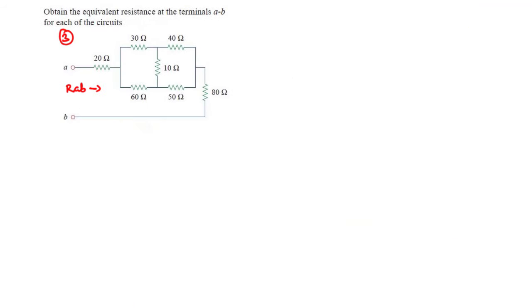Now let's try the last question. We are going to obtain the equivalent resistance at the terminals AB for this circuit. Now looking at this circuit, you realize that there is a delta network here. Now we can transform this delta network into a star network. So if we do that, then at least two of the resistors will either be in series or in parallel.